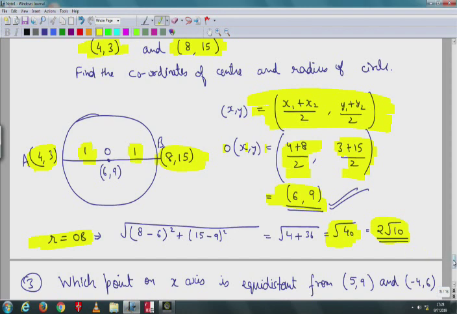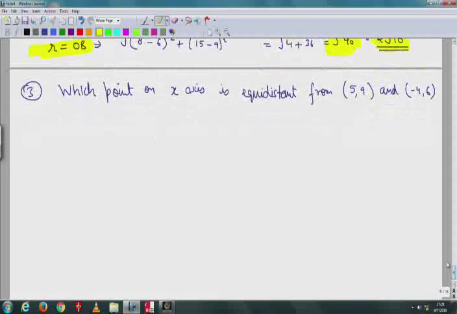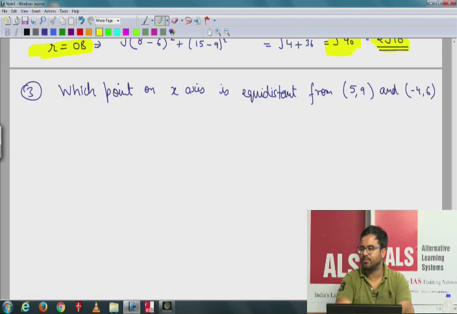Okay, so all of you now focus on this one. Point on the x-axis equidistant from these 2 points (5, 9) and (minus 4, 6). Sisipur, that is not the right answer.